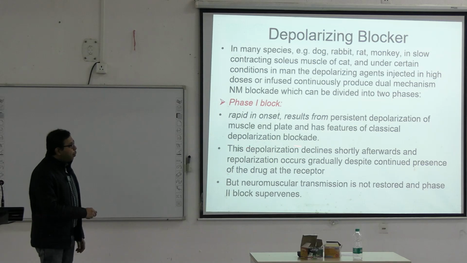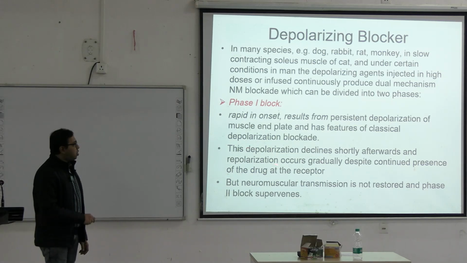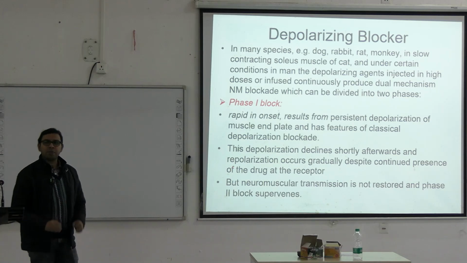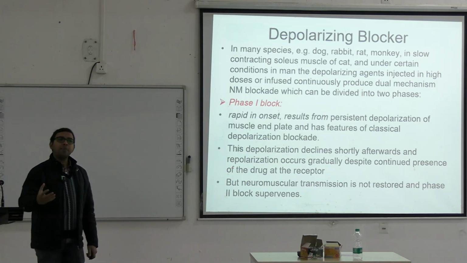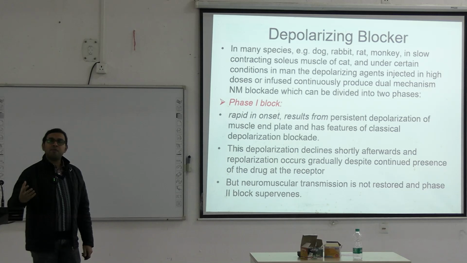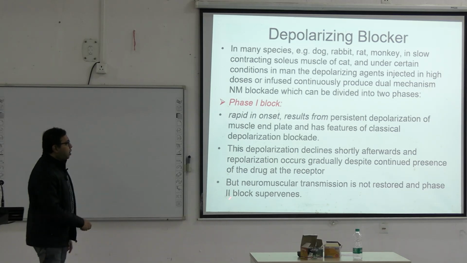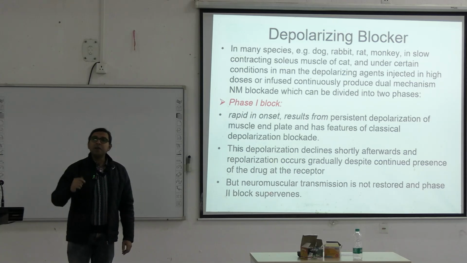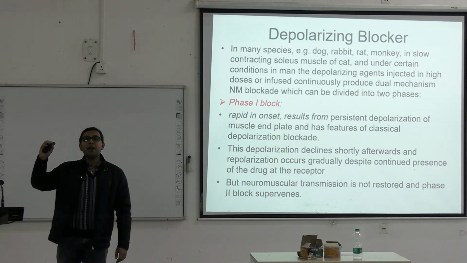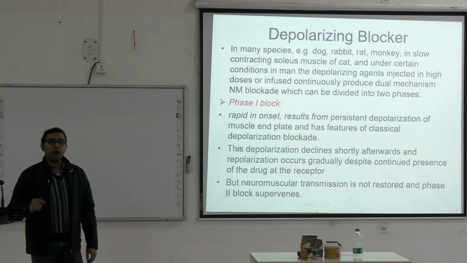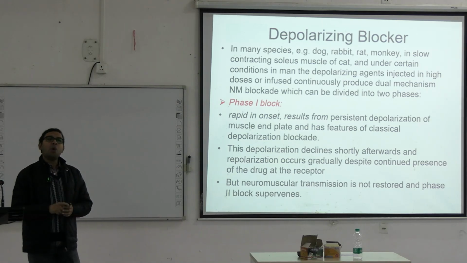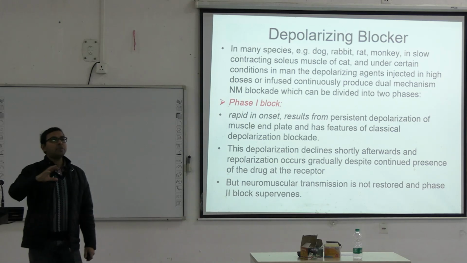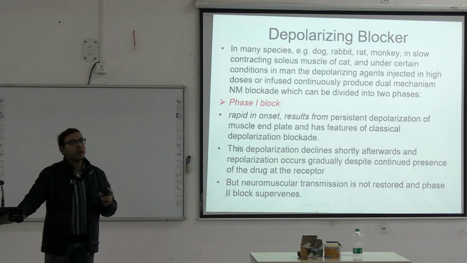This depolarization declines shortly afterwards and repolarization occurs gradually despite continuous presence of the drug at the receptor. Usually after some time the actions of the muscle and the nerve fiber get back. But neuromuscular transmission is not restored and phase 2 block supervenes if it is given in very high doses, and in some cases where the succinylcholine is not metabolized well. So, there is some genetic variation in succinylcholine metabolism.